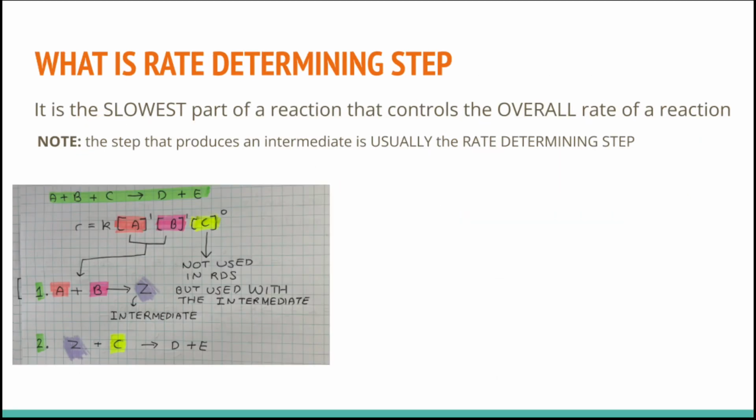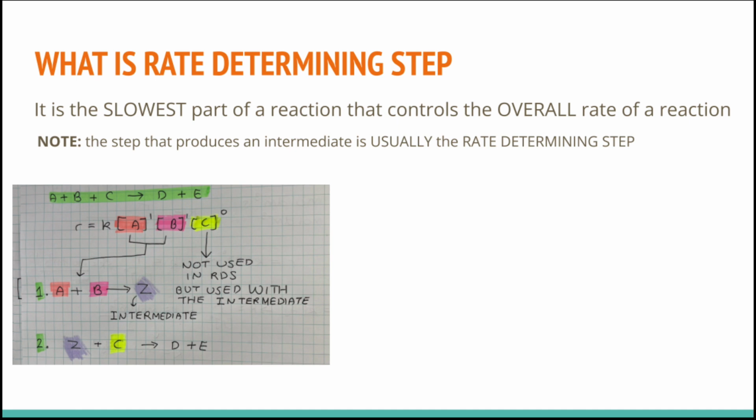But what is the rate determining step? It is the slowest part of a reaction that controls the overall rate of a reaction. It is basically the step that produces an intermediate. As you can see in the example below, we have the overall equation, which is A plus B plus C equals D plus E.